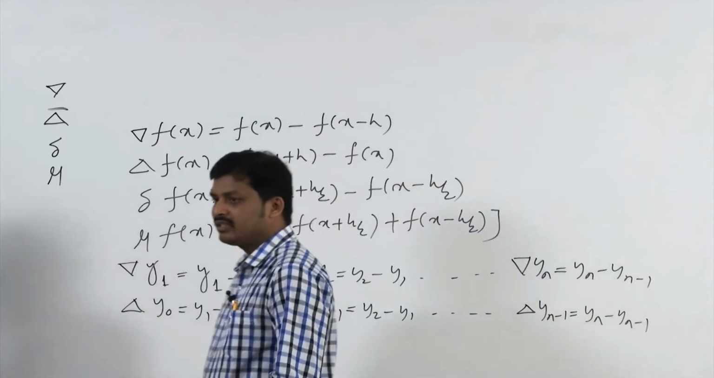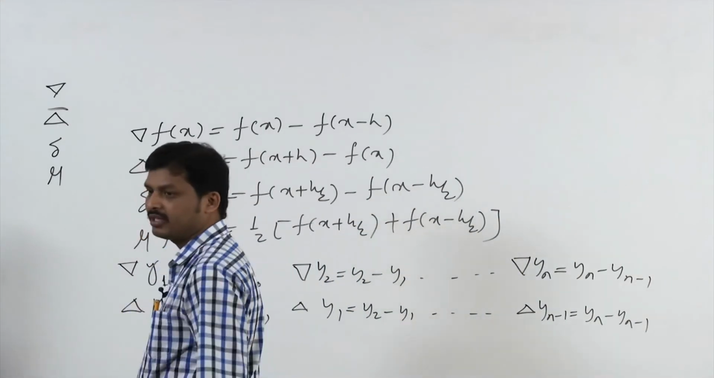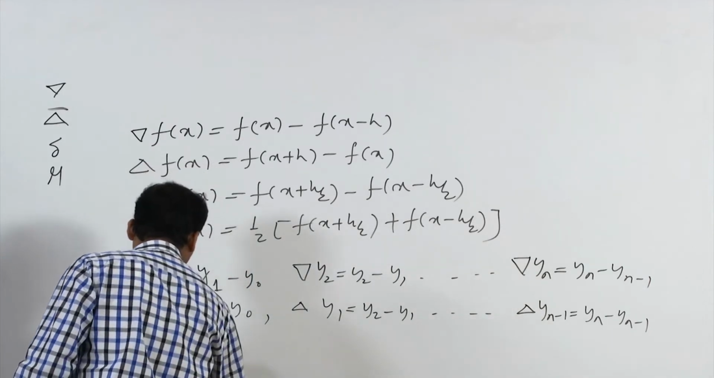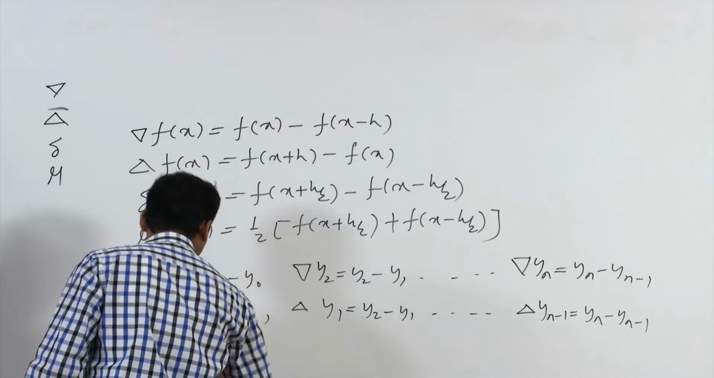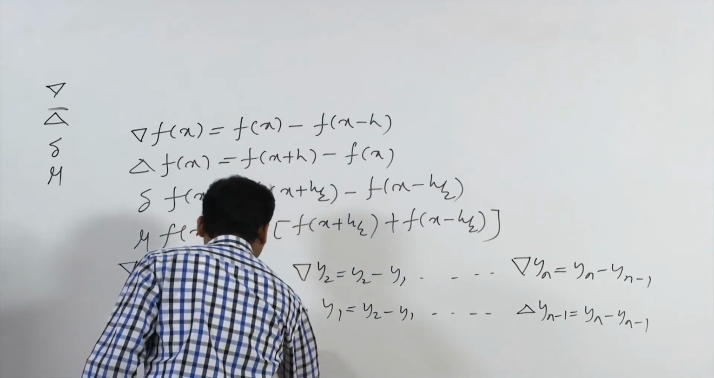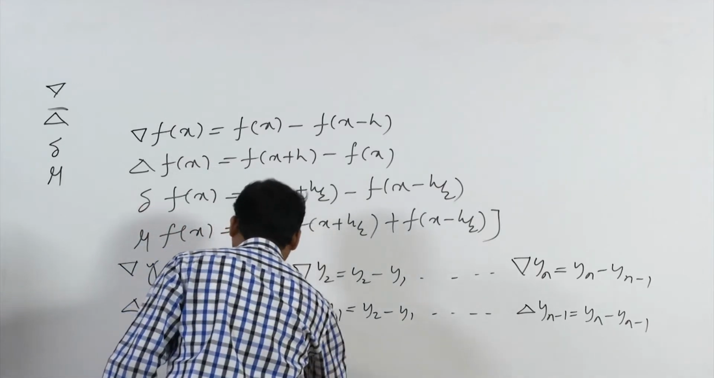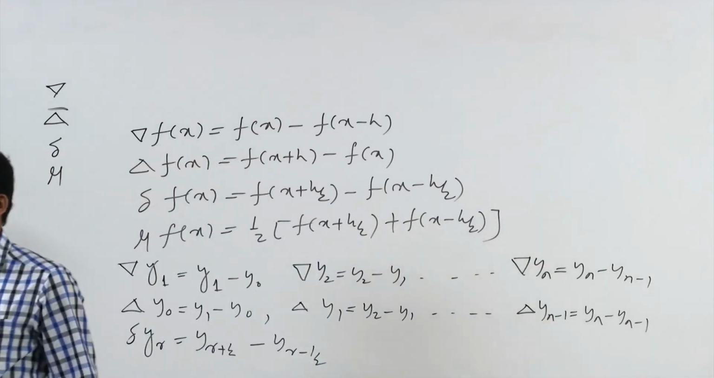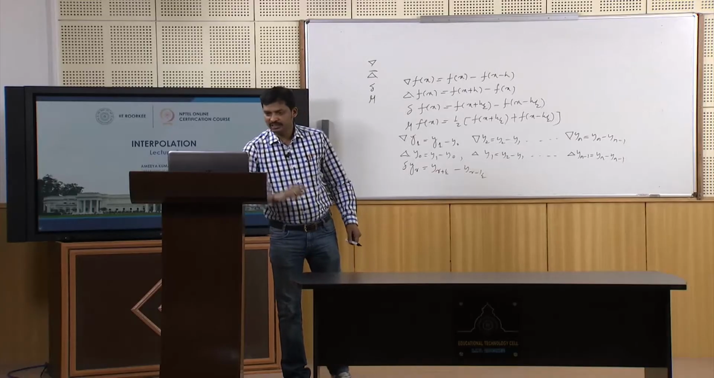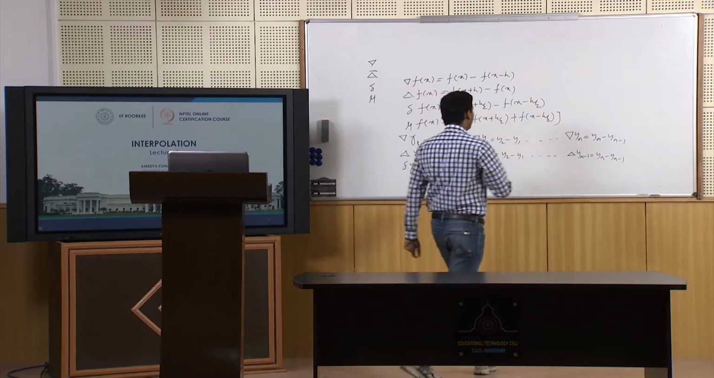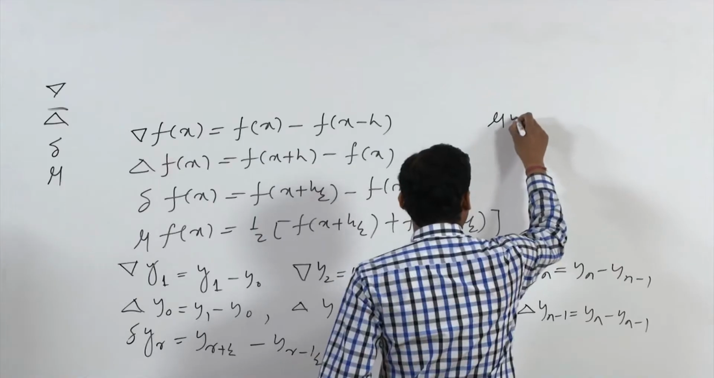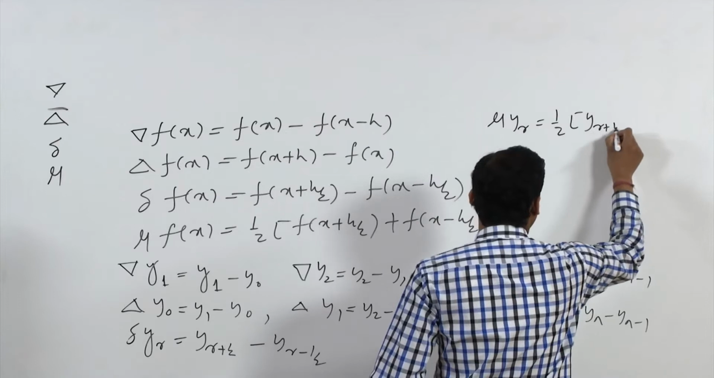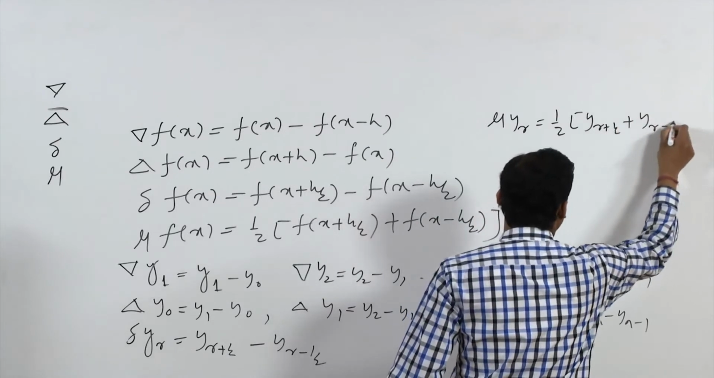Similarly, we can use the central difference operator: delta of yr can be written as y of r plus half minus y of r minus half. And in the average operator form, mu of yr can be written as half of y of r plus half plus y of r minus half.